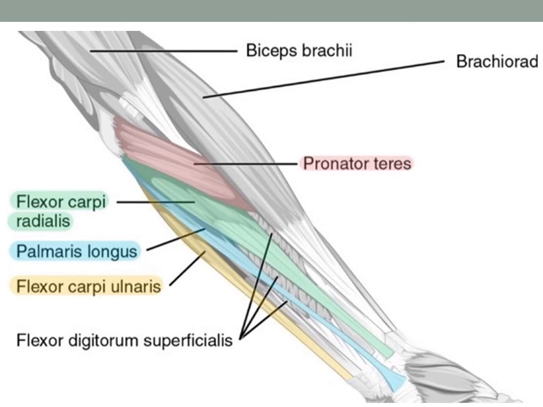And the flexor carpi radialis, which is highlighted in the green, its action is also flexion. The origin is the medial epicondyle of the humerus, and the insertion is the base of the metacarpals.